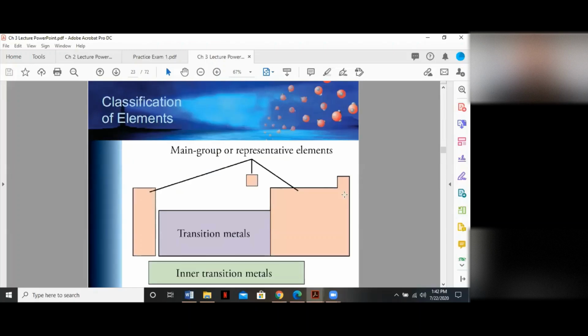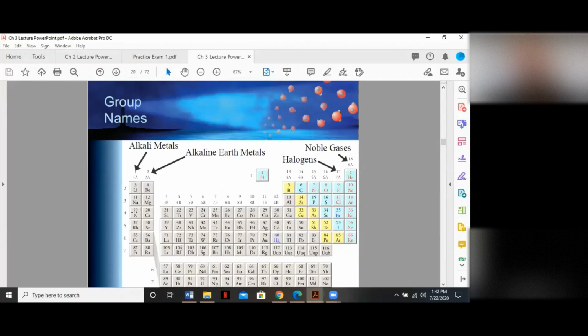Two more groups to know: transition metals, which is basically the 10 groups right here, 3B all the way to 2B, 3 to 12.